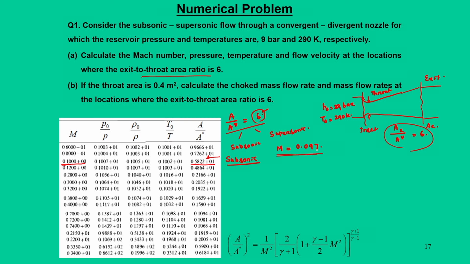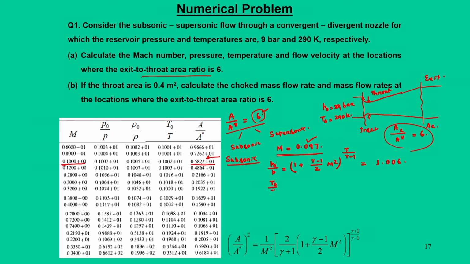For 5.82 the Mach number is 0.1, and for the ratio of 6 this number can be approximated as this. Now, we can calculate the P naught by P ratio as 1 plus gamma minus 1 by 2 M squared, to the power gamma by gamma minus 1. We know this M, so P naught by P can be calculated as 1.006.